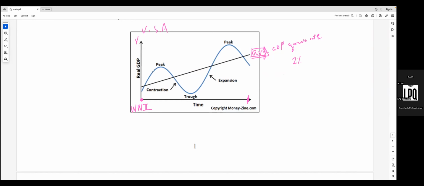So for each and every year, maybe during some time you see the GDP is increasing. Like these years, you see GDP is increasing, and we can see the growth rate is higher than 2%.